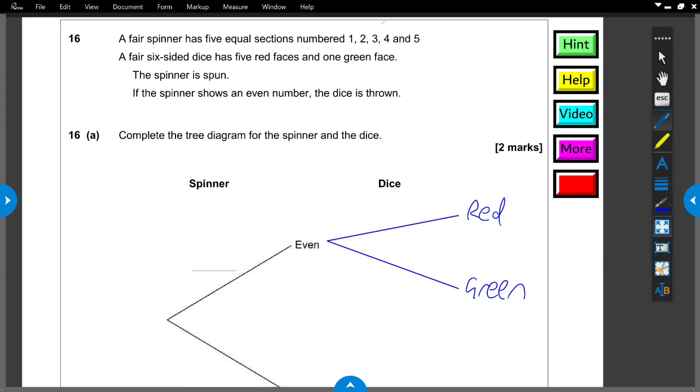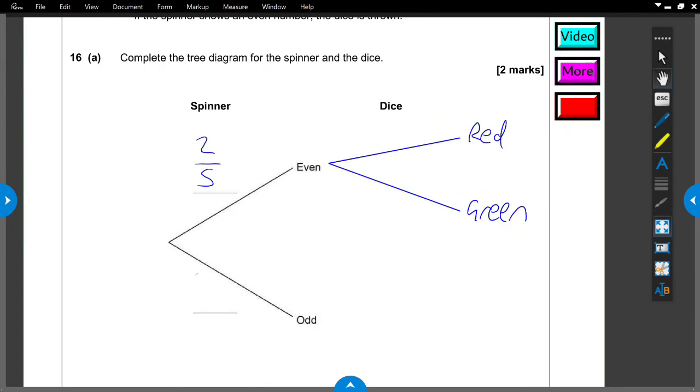Here we have the numbers 1, 2, 3, 4, and 5. Now in total there's 5 different outcomes. Out of those 5, we think how many are even? So 2 and 4, those are both even. So there's 2 numbers out of those 5 which are even. And the odd numbers, there is 1, 3, and 5. So there's 3 out of 5 odd numbers.